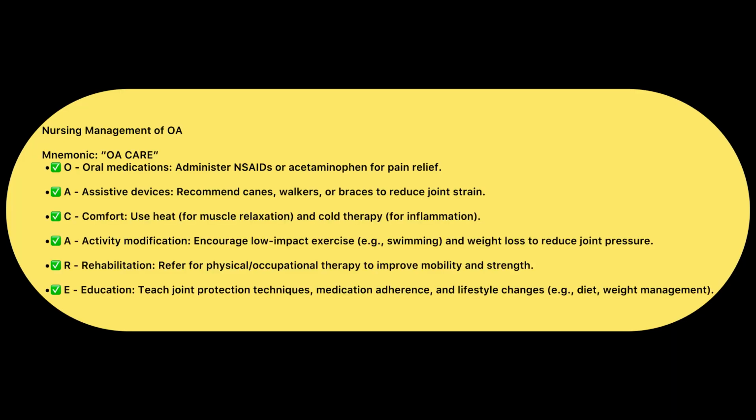Now here we go, nursing management of a patient with OA: oral medications for pain, assistive devices to reduce joint strain, comfort measures, use heat for muscle relaxation and cold therapy for inflammation, encourage low impact exercise and weight loss to reduce joint pressure, refer to physical or occupational therapy to improve mobility and strength, and teach joint protection techniques, medication adherence, and lifestyle changes.